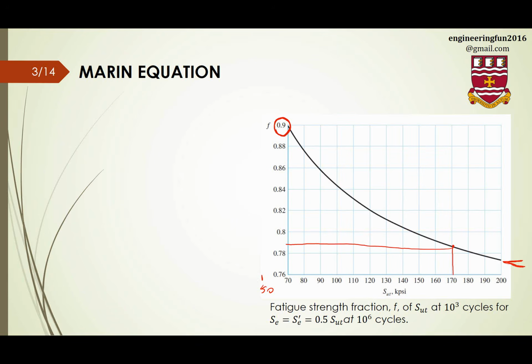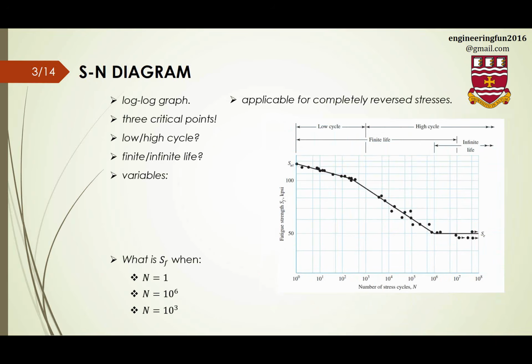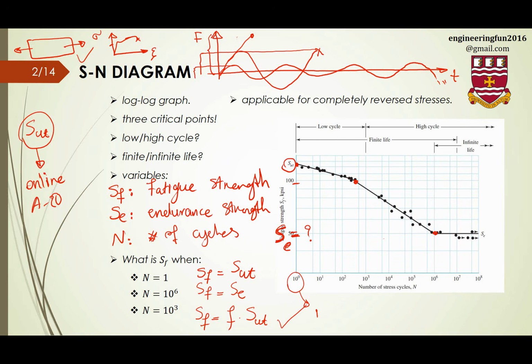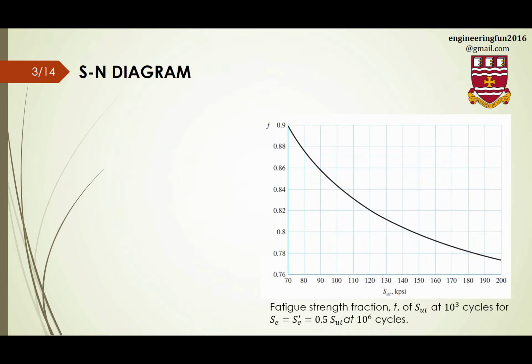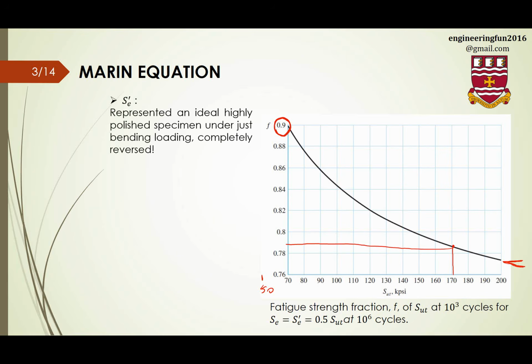If I come back to the previous slide, I can find this one, and I can find this one. Now the question is how I find the vertical value for this point, which is SE. In order to find SE, I need to define something which is SE prime. By prime, we mean an ideal, highly polished specimen under just bending loading in a completely reversed scenario. This can just be found under lab conditions. It's a very ideal scenario.